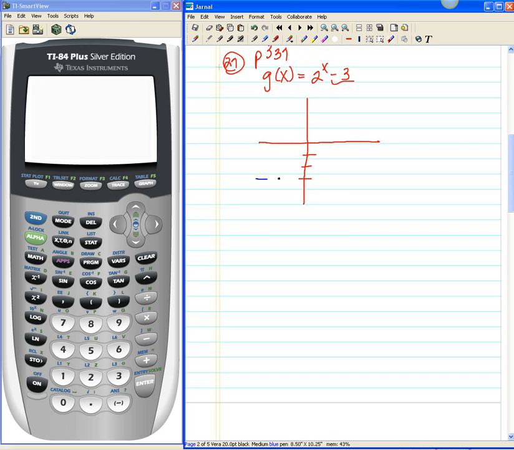So that means I'm going to have a horizontal asymptote at y is equal to negative 3. And my intercept also shifted down. So remember it was at (0, 1). I'm going to have to go down 3 units to (0, -2). And this would be the graph. Okay. So my domain is still all reals, but my range is from negative 3, not including, to infinity.